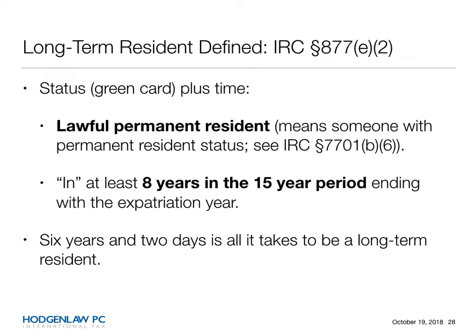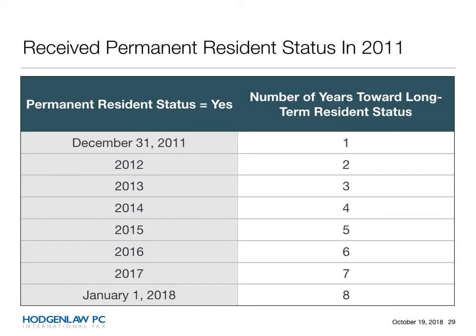And it doesn't take 8 years of days worth of time. In other words, it's not an elapsed time kind of test. Think of it more like one tax year at a time. And if you have this status for at least a brief glimmer of a moment in a particular tax year, you toggle 1 on your counting towards your magic 8 that makes you a long-term resident. And in fact, 6 years and 2 days of elapsed time is all you need to become a long-term resident.